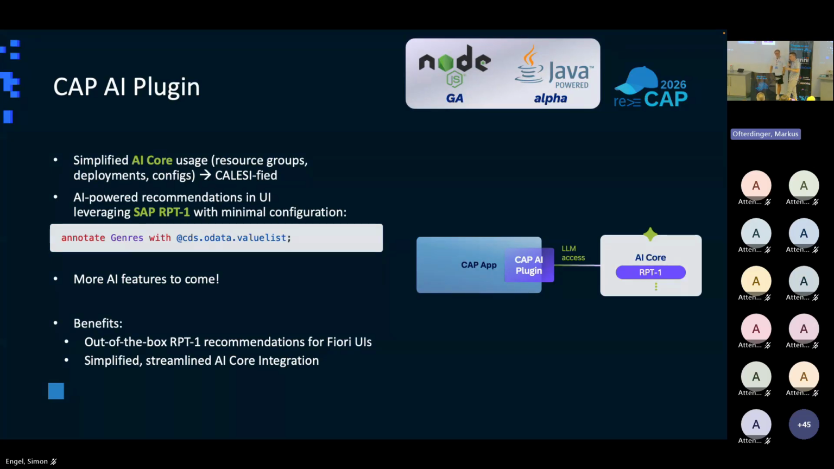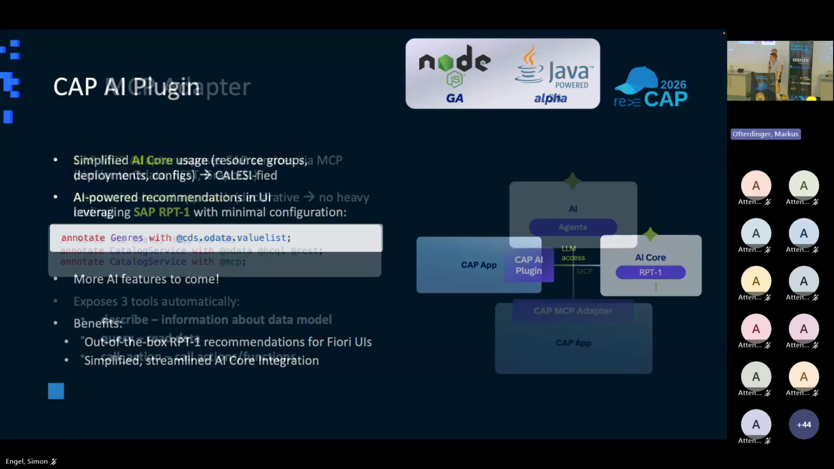The prime use case we implemented first, with many more to come, is AI-powered recommendations in Fiori UIs by leveraging SAP's RPT-1 model. As Simon showed, it's really easy to use. That was one of our core principles. You just need one annotation, minimal configuration, and you're good to go. As I said, there are many more AI features to come. For example, we're also looking into integrating Document AI and many other features, so that this AI plugin is really your one-stop shop for any SAP-related AI integration.